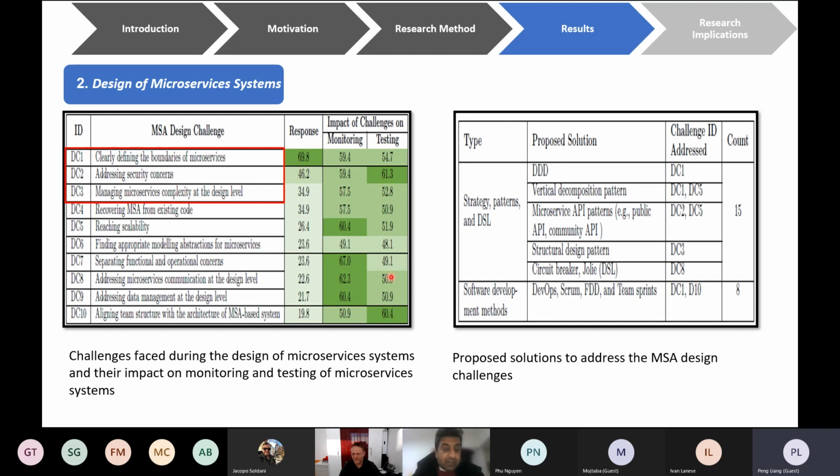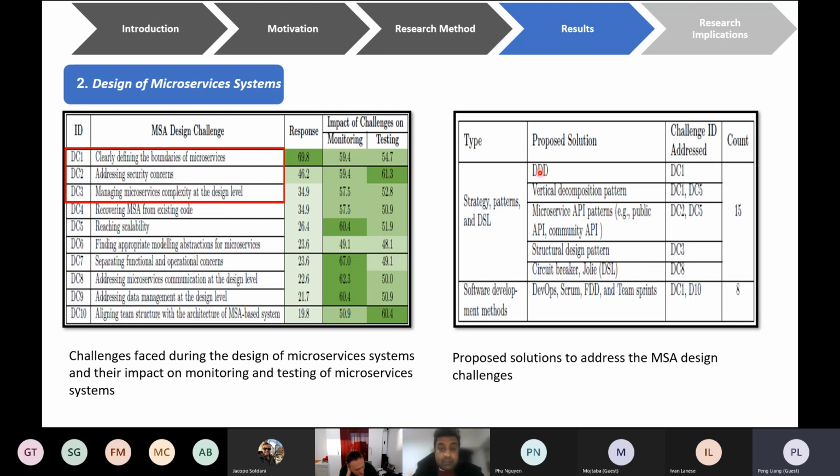Different responses are recorded here. These are the different challenges that we identified through our empirical study from the practitioners. The priority and frequency against each one is recorded here. And we found solutions for some of the challenges. For example, some strategies, patterns, and domain-specific languages can be used to address some challenges to some extent.